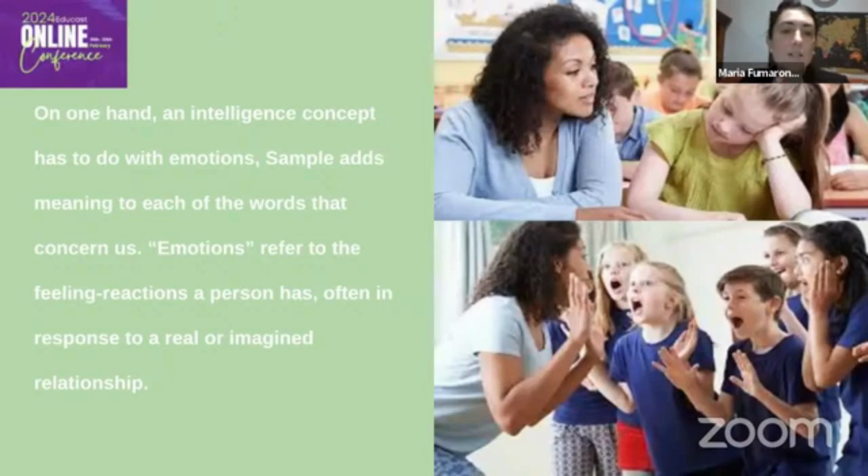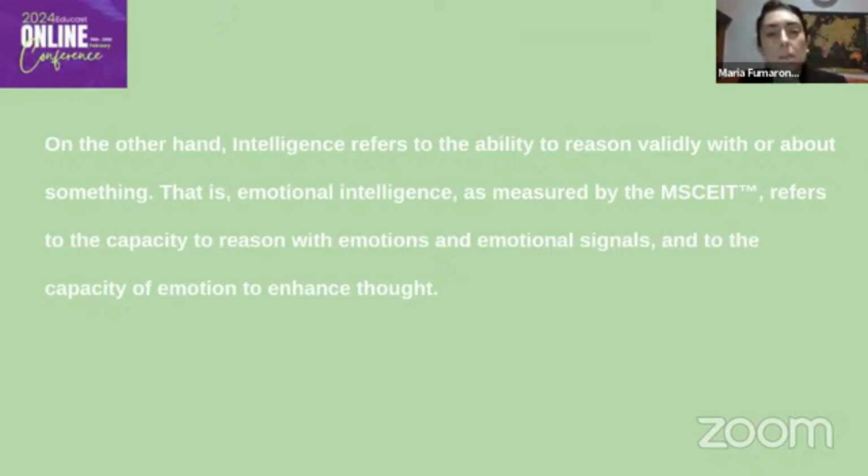On one hand, the concept of emotional intelligence has to do with emotions. Emotion refers to the feelings and reactions a person has, often in response to a real or imagined relationship. On the other hand, intelligence refers to the ability to reason validly with and about something. Emotional intelligence, as measured by the MSCEIT, the Mayer-Salovey-Caruso Emotional Intelligence Test, refers to the capacity to reason with emotional signals and to the capacity of emotion to engage thoughts.